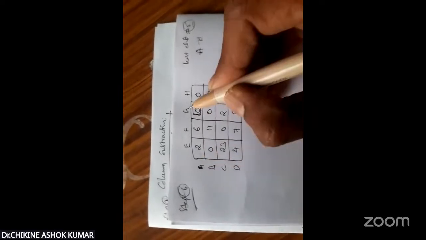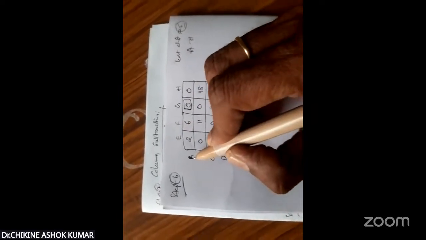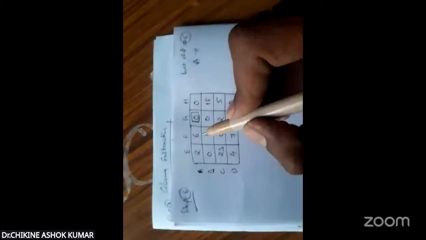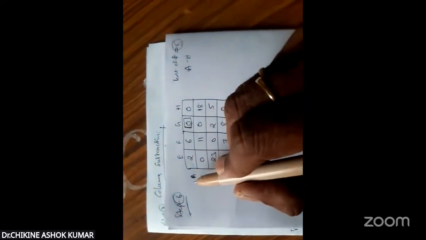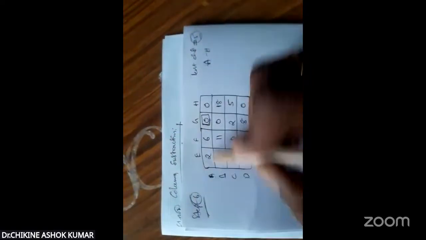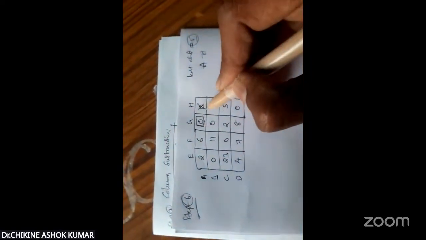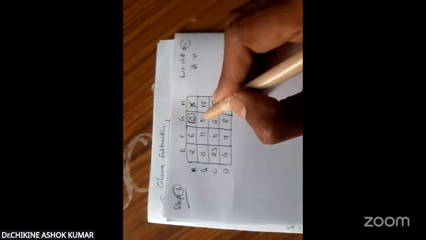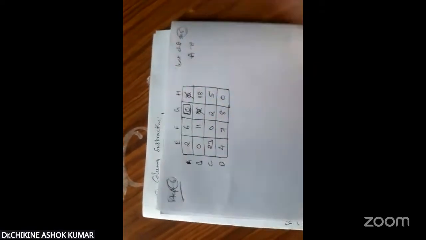So I am assigning person G to task A. Okay. Now, once the assignment is done, see if there are any extra zeros row wise or column wise. Row wise, we have one extra zero. Strike this out, cancel this. And column wise, we have one zero here. Okay, I am canceling this.